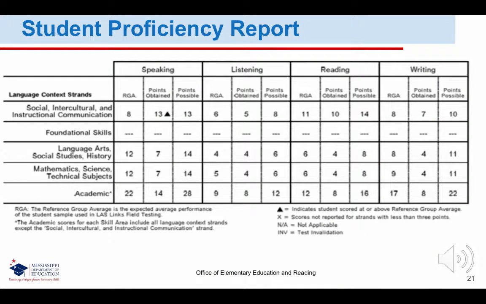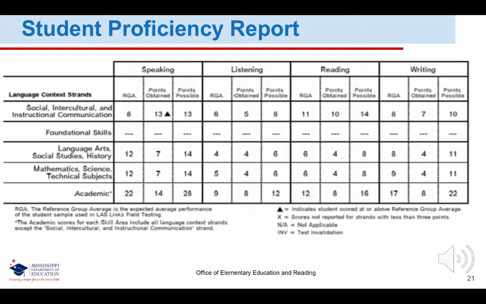Here we are looking at the bottom half of the student proficiency report, which represents the student's obtained scores in the LostLinks language context strands. The LostLinks language context strands were designed to be appropriate and consistent with what is taught in school and the goals of the college and career readiness state standards. These scores represent how this same student is scoring with respect to the content areas. So for example, when we look at the reading section and the RGA, which is the expected average performance based on LostLinks field testing, we would expect the student to score a 6. However, this student has scored a 4 in both content areas.